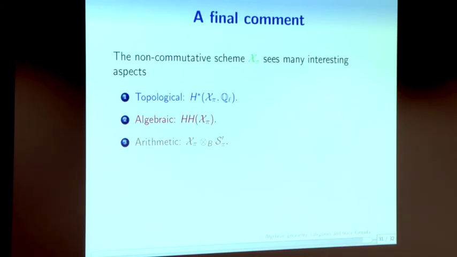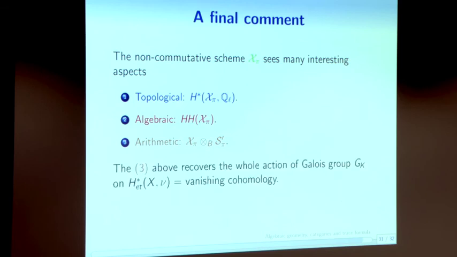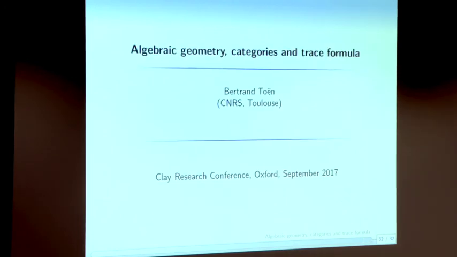in general. And the final comment is that I hope I convinced you that this non-commutative space sees interesting aspects: topological, algebraic, and arithmetic. And particularly the third, actually you can completely recover the Galois action on the cohomology of the generic fiber, or the cohomology with coefficients in vanishing cycles. And because of this, we think it's interesting outside of Bloch's conductor formula. So it's interesting also for other kinds of questions coming in arithmetic geometry. And I think I'm finished.